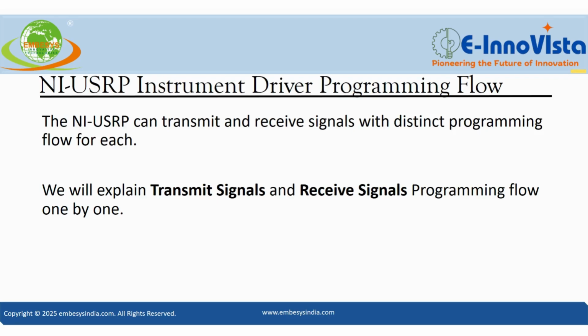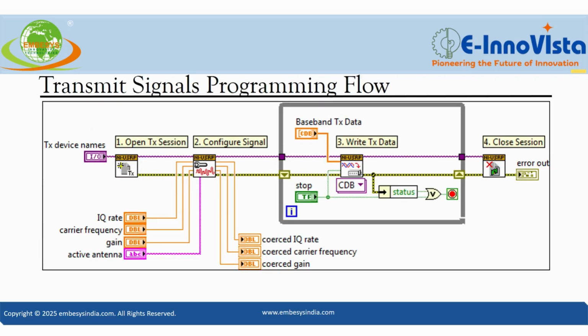As with every programming tool or language, the USRP instrument driver also has a programming flow, since it is basically used as a transceiver. It has two flows: one is the transmit signal flow, and the other is the receiver signal flow. We'll explain them one by one. First, the transmit signal programming flow. For transmit, we first have to put in the Open TX Session, which is specified with a transmitter device name, the name of our USRP device.